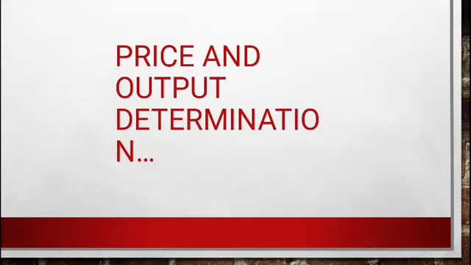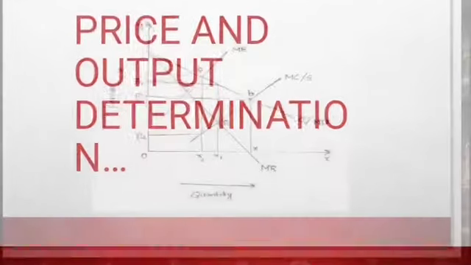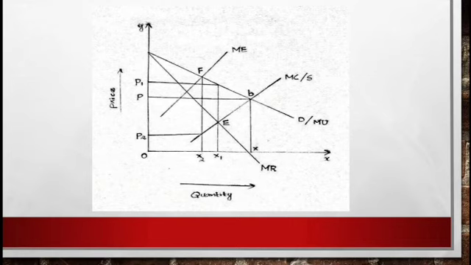Next we can see the price and output determination of bilateral monopoly through the diagram. In this diagram, the x-axis represents the quantity and the y-axis represents price. Here we have four curves. First one is MR, the marginal revenue curve. Second one is the demand or marginal utility curve. Then MC, marginal cost or supply curve, and the last one is the marginal expenditure curve, which is represented as the ME curve.